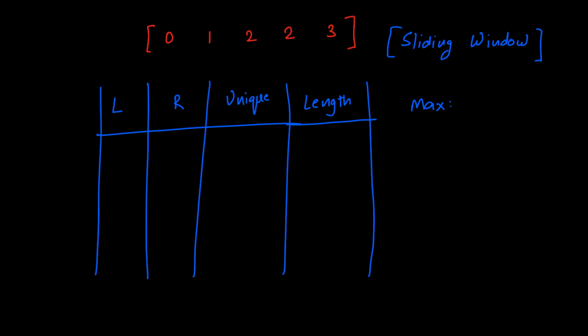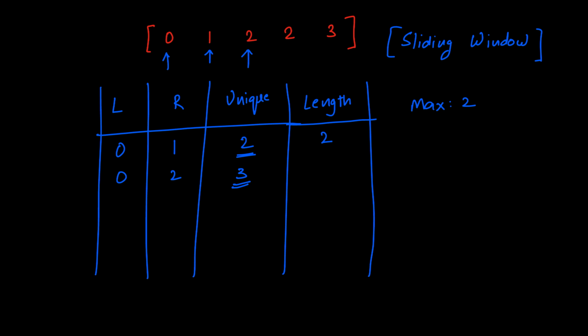Let's start with left pointing at 0 and right pointing at 1. Between these two values, we have a total of 2 unique fruits available. The length is 2. As 2 is maximum right now, I'll save 2 into this variable. As the basket criteria is still valid, let's increment the right pointer to expand the window. The next value is 2. Now I have 3 unique fruits available, which breaks the criteria.